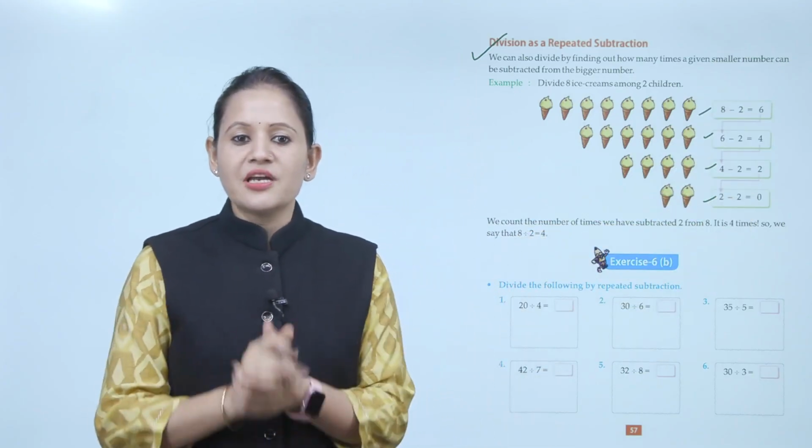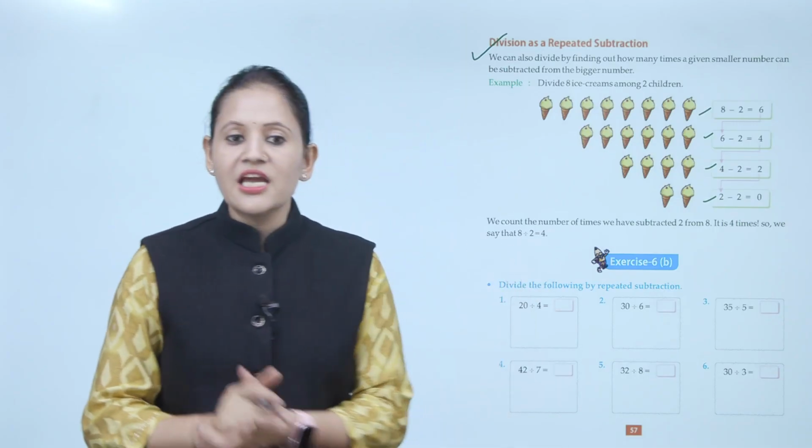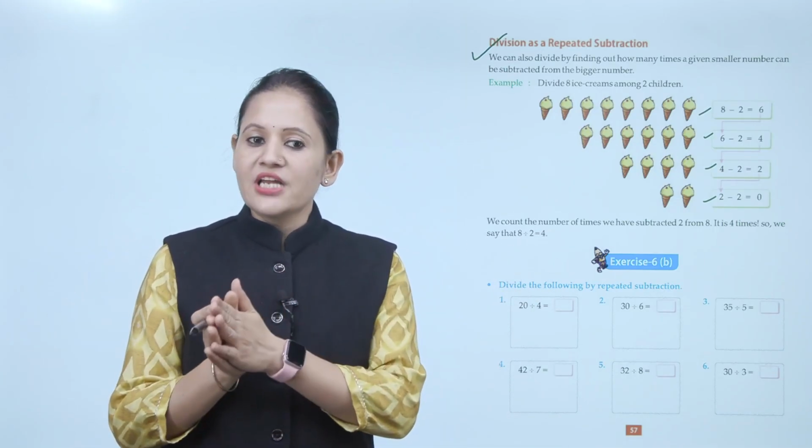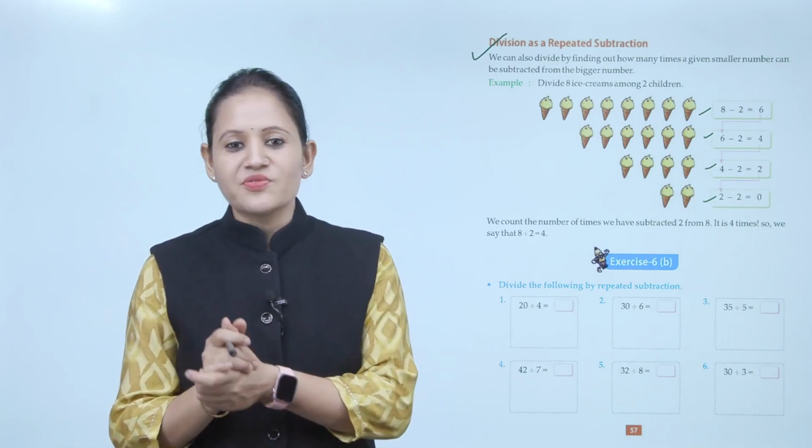So, we count the number. We can count the number of times we have subtracted 2 from 8. It is 4 times. So, we will say 8 divided by 2 equals 4.